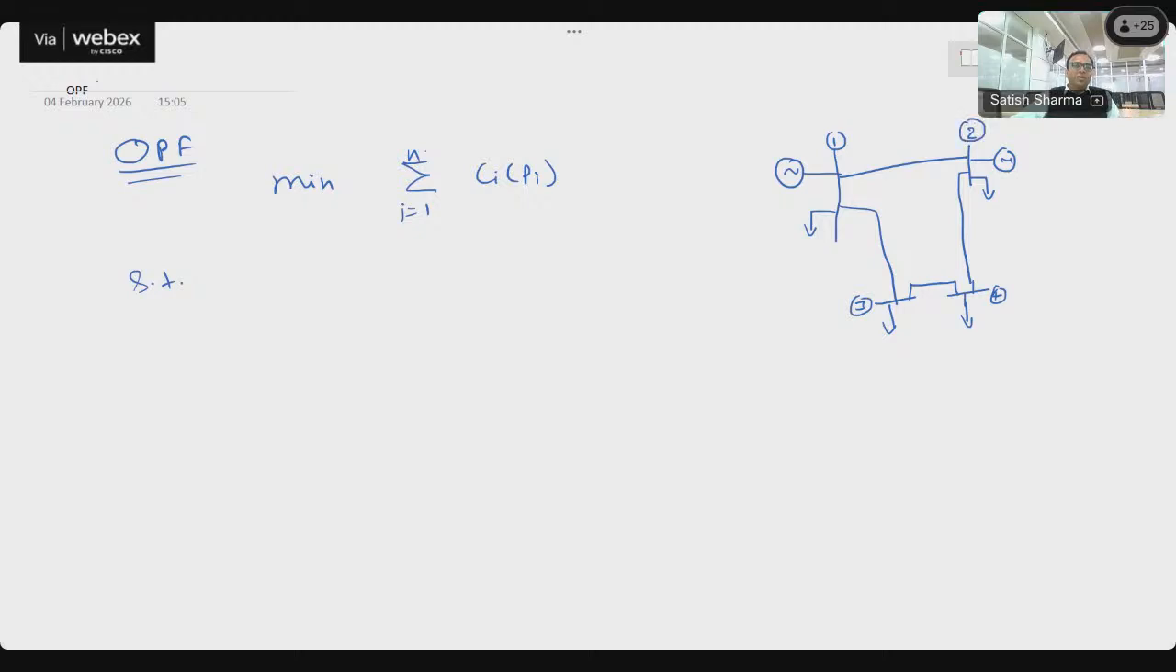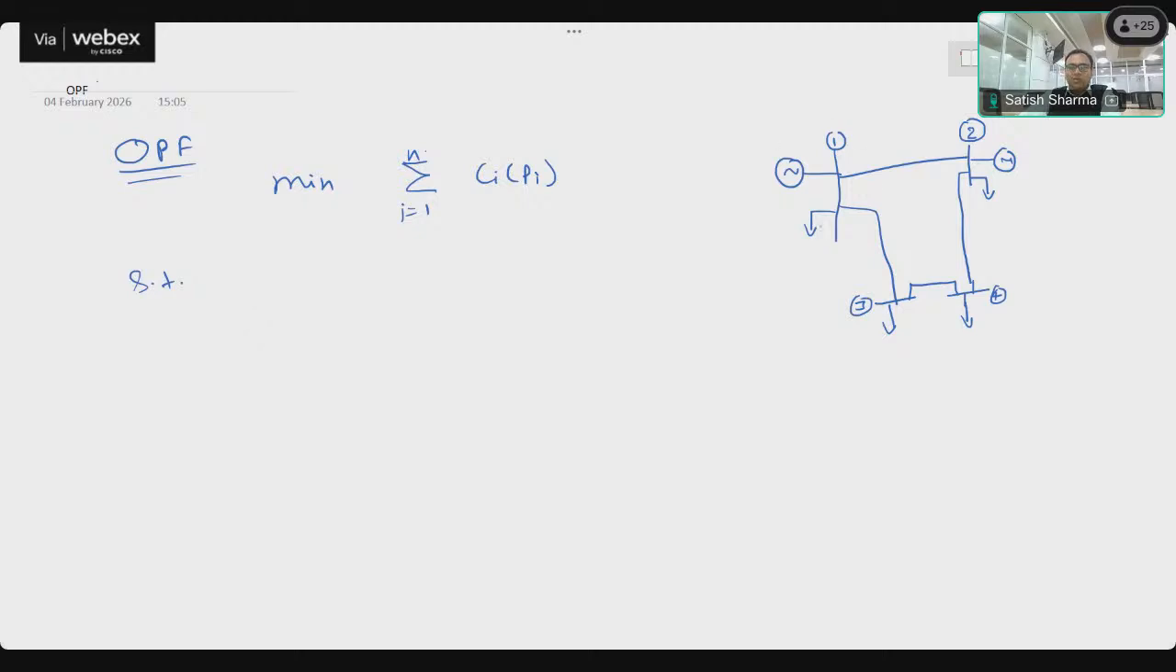Whenever we write down optimal power flow, it talks about the power balance at each and every node. In economic load dispatch, we wrote down one power balance equation. Generally, we call that a global power balance equation. Here, we will write down a nodal power balance equation at each and every node.